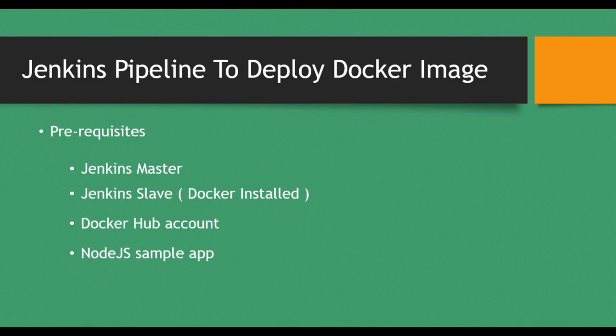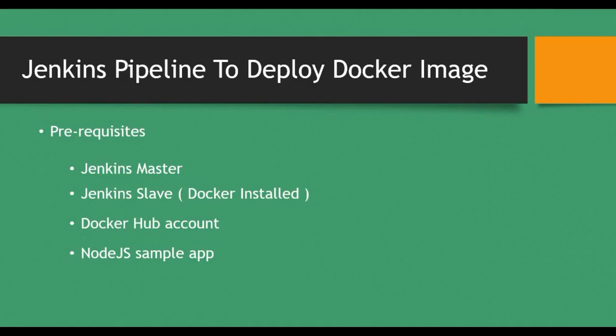So you need a Jenkins master, then you also need a Jenkins slave where we have Docker installed. We have Docker set up as a Jenkins slave separately. Why? Because I'm running Jenkins master as a Docker container. If you are going to use the same machine where you're not running Jenkins as a Docker container, then you may not need a Jenkins slave setup.